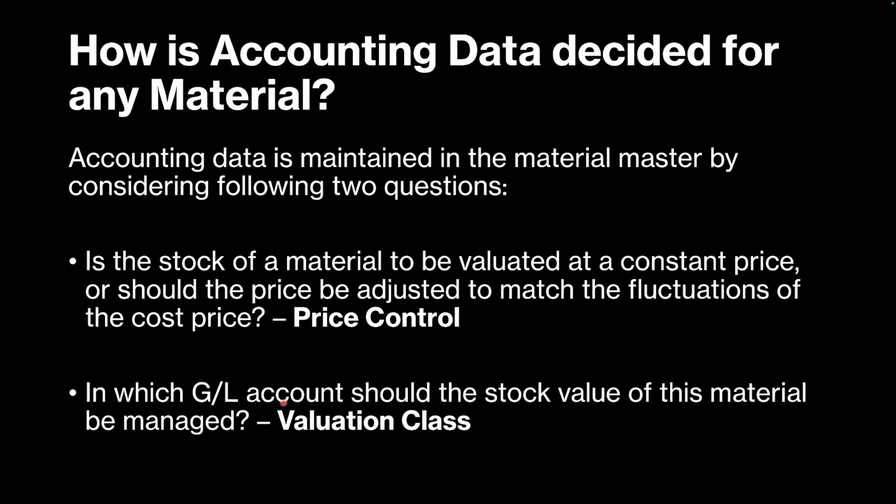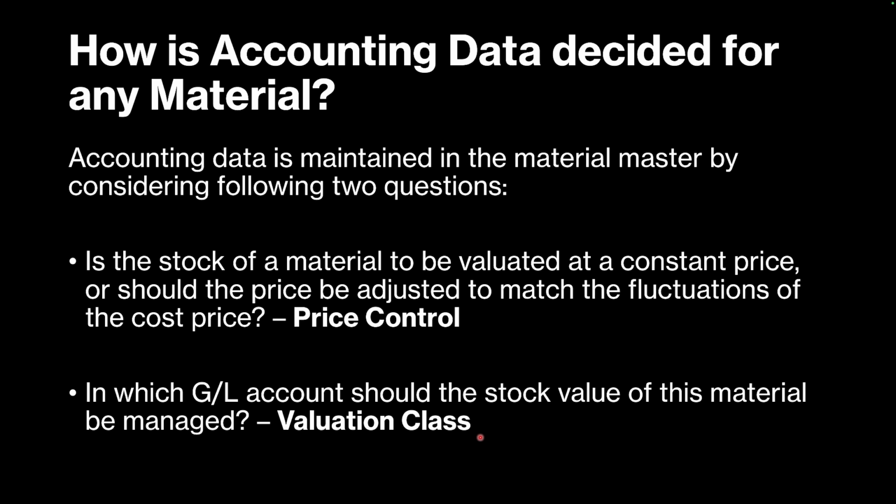Then what is the next controlling factor? The next controlling factor is in which GL account should the stock value of this material be managed. That is, whenever you post a GR, then on the FI side, which GL account are you going to post that inventory to, or against which GL account will you be showing your inventory balance. So that GL account also has to be determined, and this will be determined by something called valuation class.